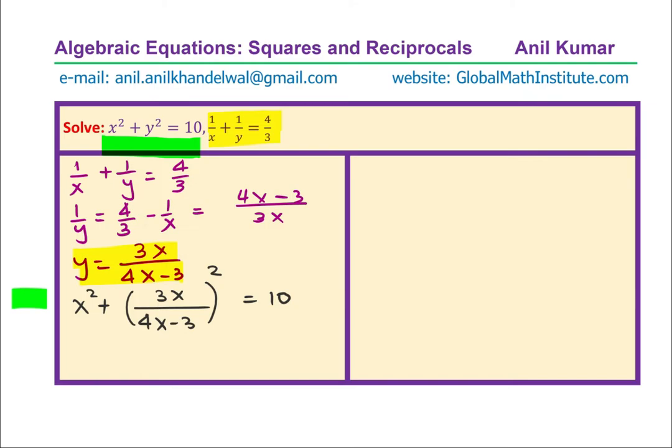Now let's multiply all the terms by (4x minus 3) whole squared and then write down the polynomial. Solving that polynomial, we can find all possible values of x. So we have x squared times (4x minus 3) whole squared plus (3x) whole squared equals 10 times (4x minus 3) whole squared. So that is what you get. Now, you need to expand and simplify the equation.